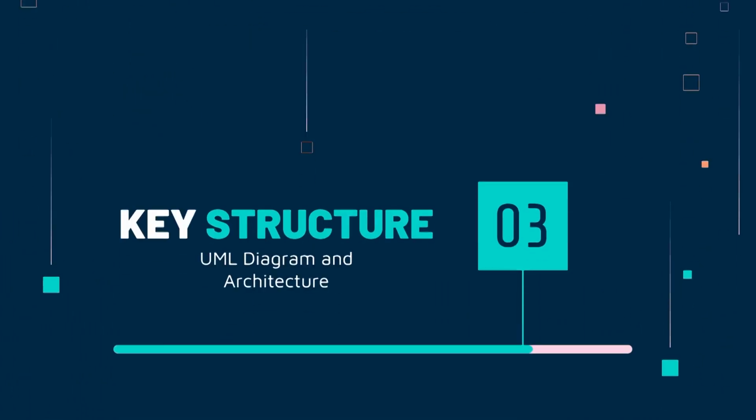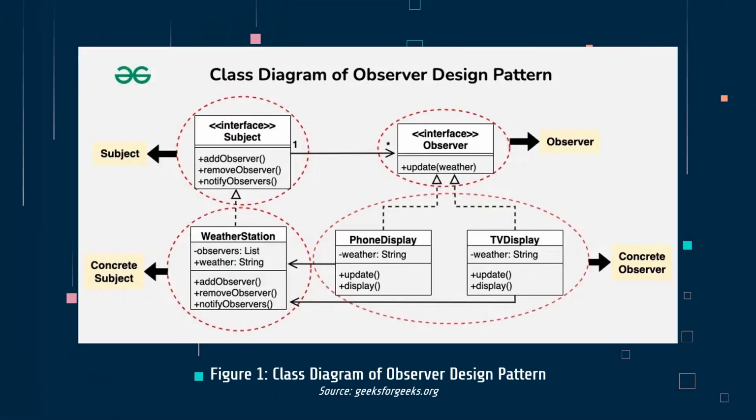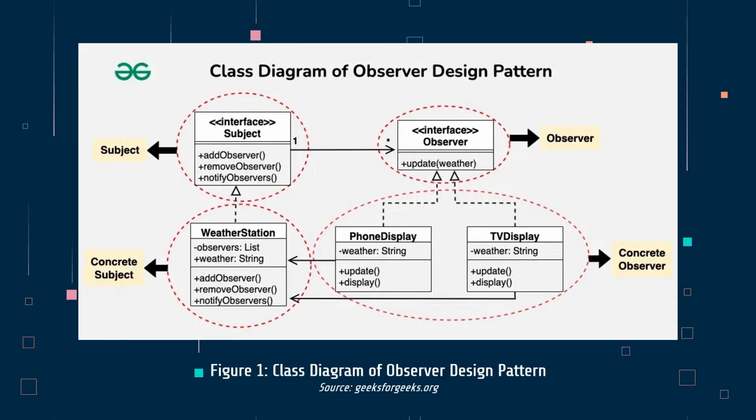After that, we will be looking at the key structure of the observer pattern, including the UML diagram and architecture. Figure 1, class diagram of the observer design pattern. This class diagram illustrates the structure of the observer design pattern, breaking it down into 4 key components. First of all is the subject interface, namely Subject. It defines the contract for managing observers.